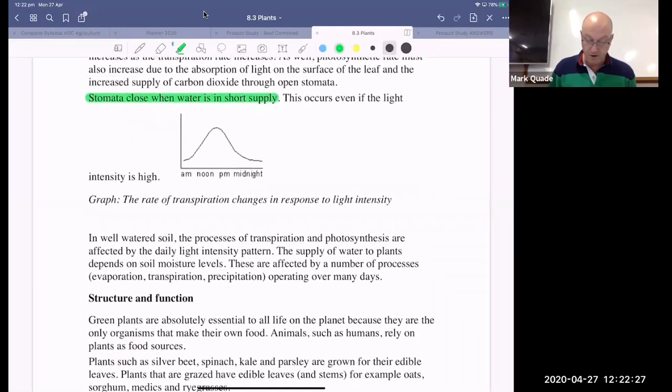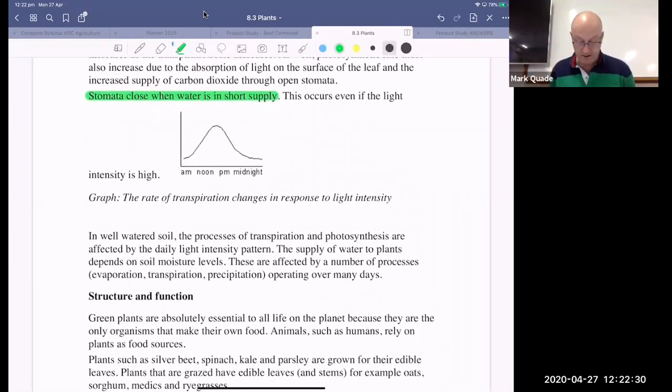In well-watered soil, the processes of transpiration and photosynthesis are affected by daily light intensity. The supply of water to plants depends on soil moisture levels. These are affected by a number of processes: evaporation, transpiration, and precipitation. Now, transpiration is just the movement of water through a plant. Evaporation is when water evaporates, it goes from a liquid into a gas. Okay, precipitation is just when water falls as rain, sleet, snow, hail.